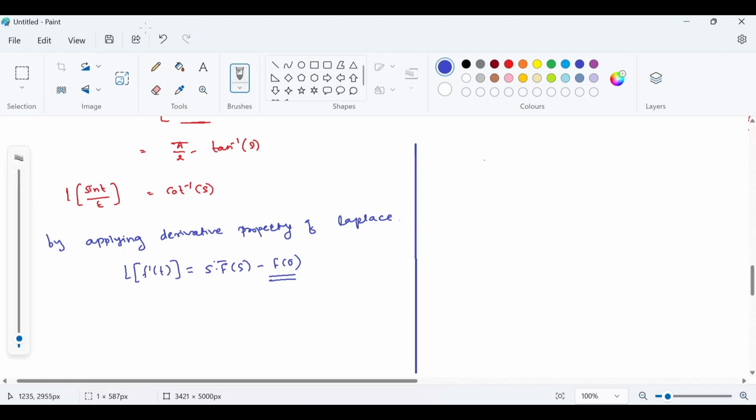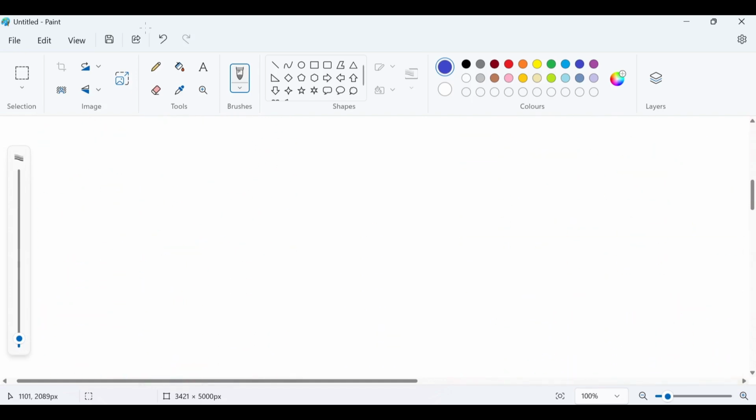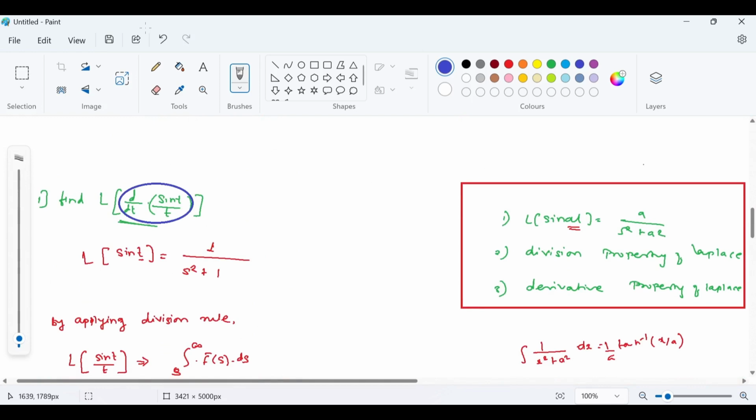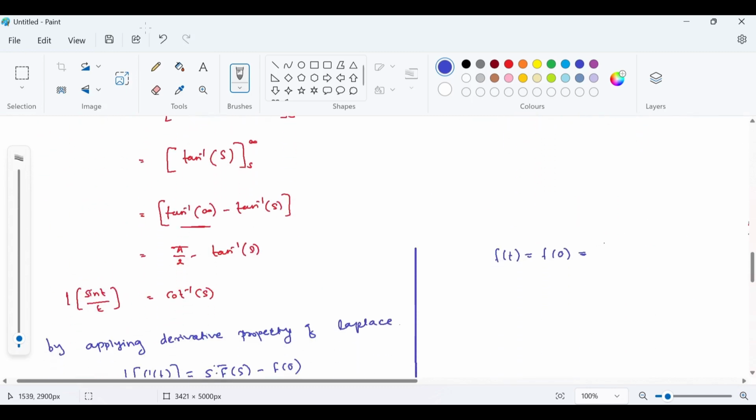So, how can I find the value of f of 0? We are going to utilize the same sin t by t as the f of t value. That means I'm going to apply sin t upon t at t equals 0, right?